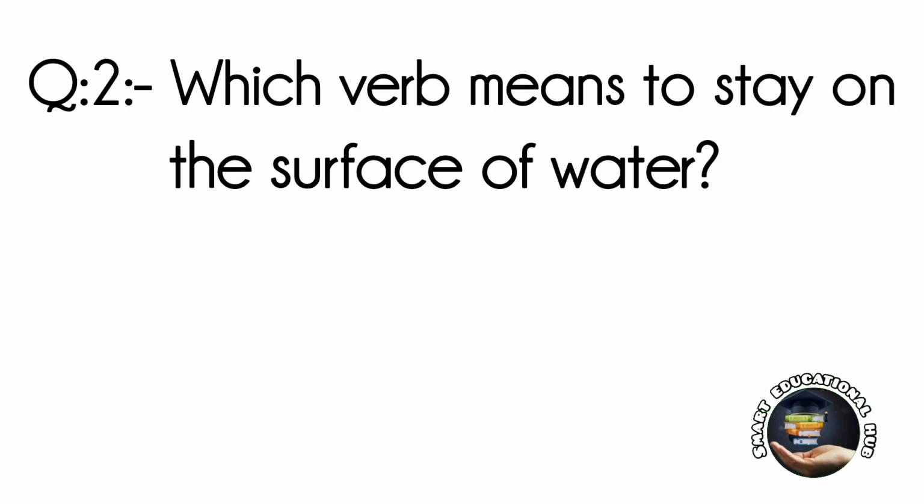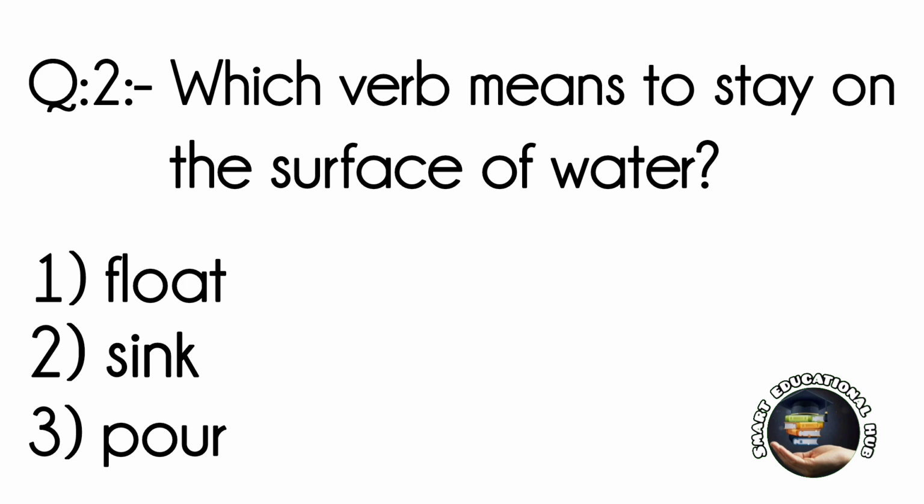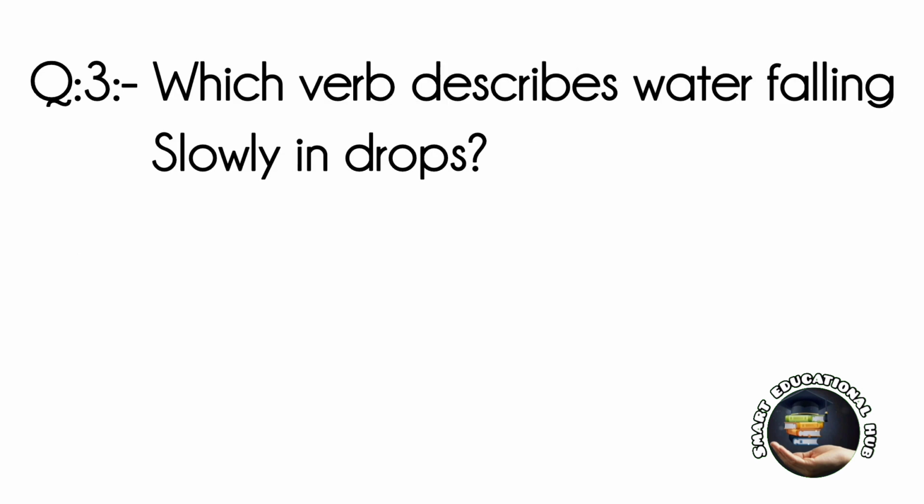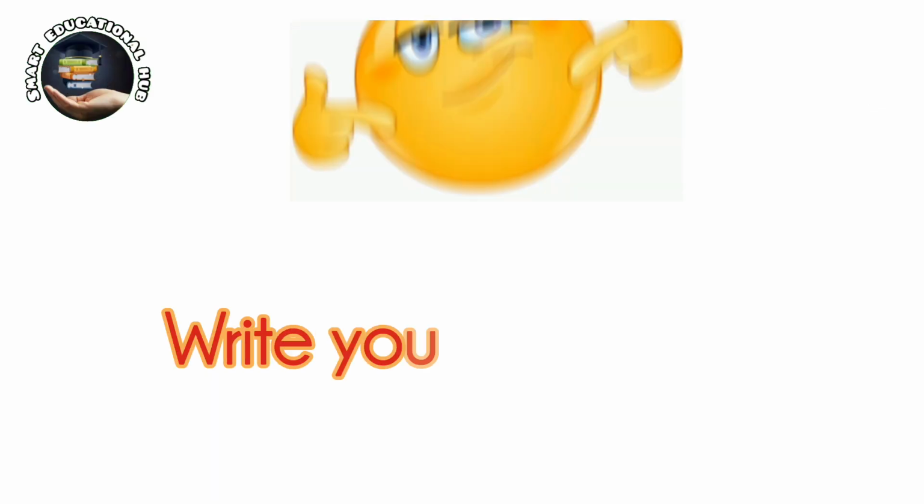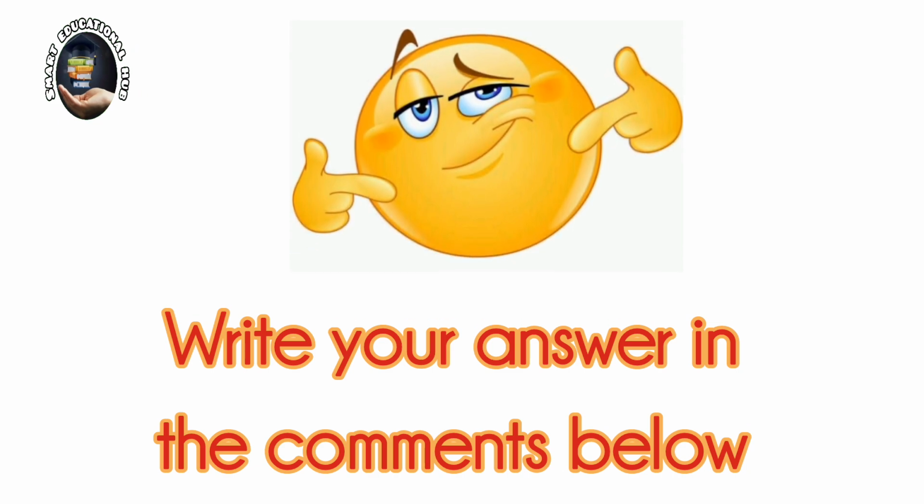Question number 2. Which verb means to stay on the surface of the water? Option number 1 is float, option number 2 is sing, and option number 3 is pour. Now the question number 3. Which verb describes water falling slowly in drops? Option 1 drip, option 2 flood, and option number 3 is pour.